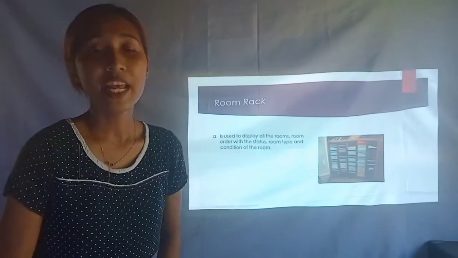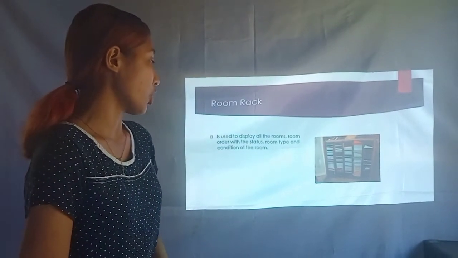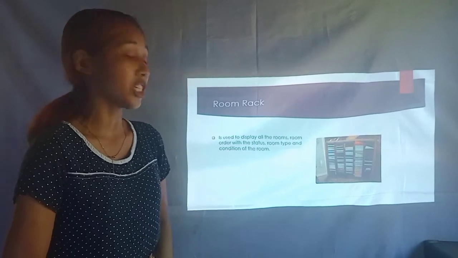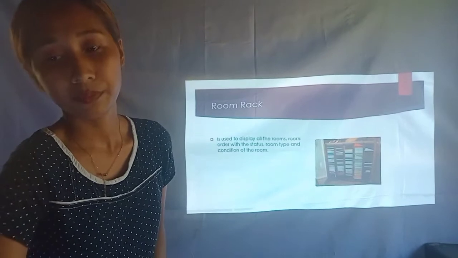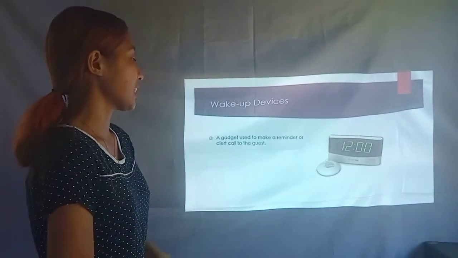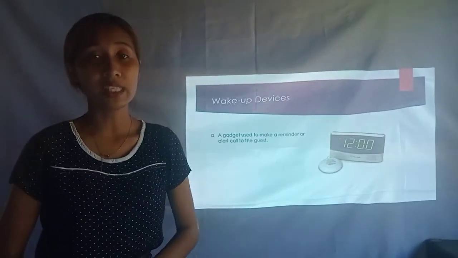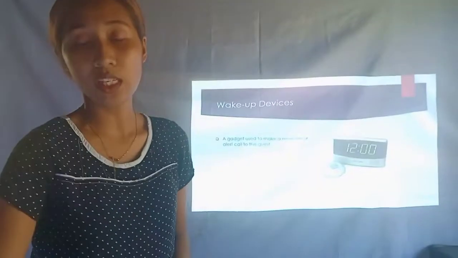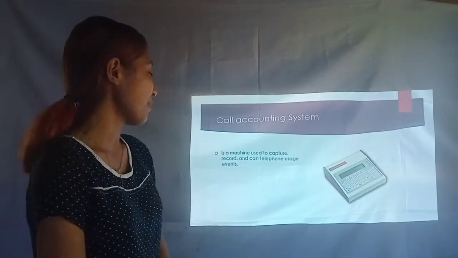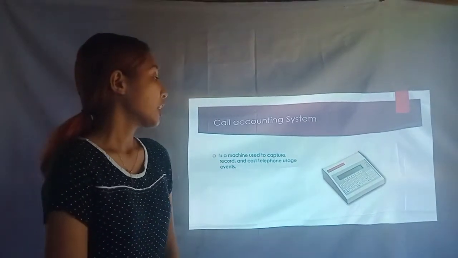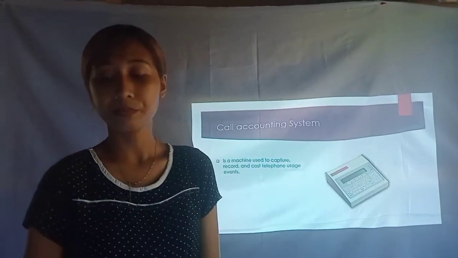Now we have here the room rack. It is used to display all the rooms in order, with the status, room type, and condition of the room. It is where we place the room records. Next is the wake up devices. It is a gadget used to make a reminder or alert call to the guest. It is also placed in every room in the hotel. We also have here the call accounting system. It is a machine used to capture, record, and cost telephone usage events.